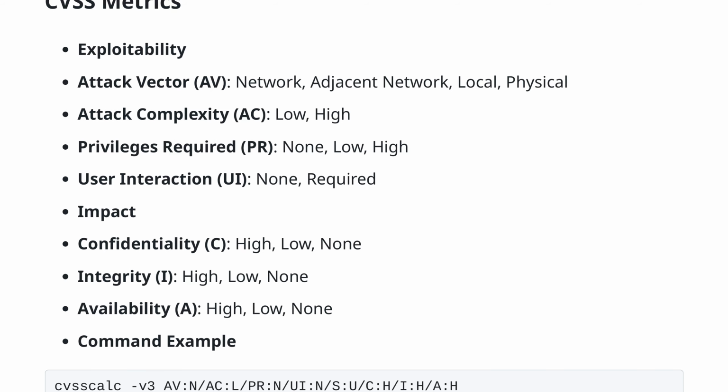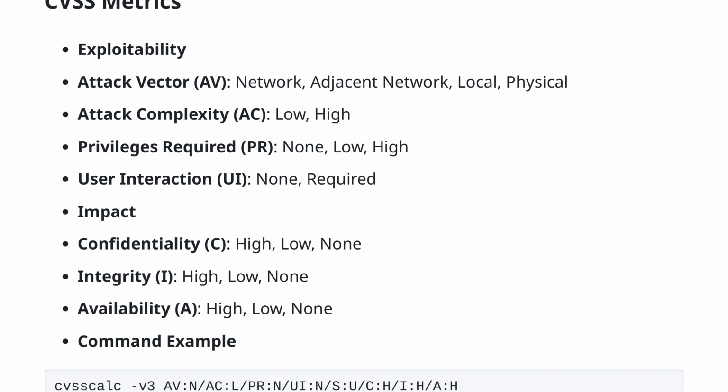Now let's take a closer look at the CVSS metrics. The CVSS, or Common Vulnerability Scoring System, uses various metrics to evaluate the severity of a vulnerability. First, we have the exploitability metrics. This includes 1. Attack vector AV. This metric assesses the proximity of the attacker to the vulnerable system. It is categorized into network, adjacent network, local, and physical. 2. Attack complexity AC.